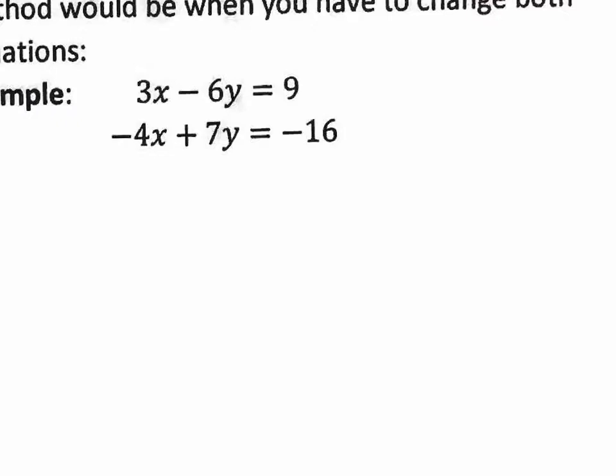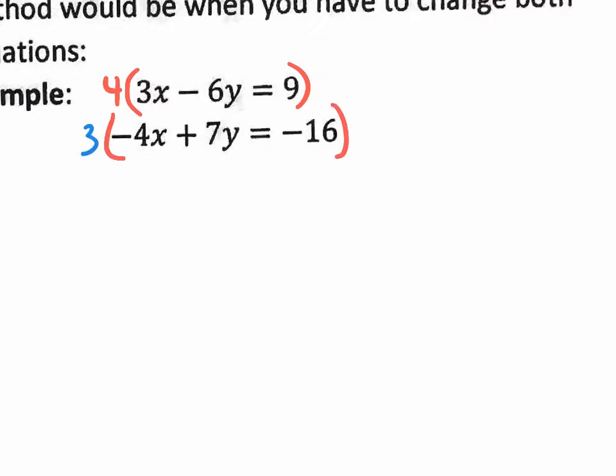Since we can't convert one number to look like the opposite of the other, we're going to modify both. We're going to make the top one become a 12x and the bottom one become a negative 12x because it's already negative. So the top one we're going to multiply by 4. The bottom one we're going to multiply by 3.